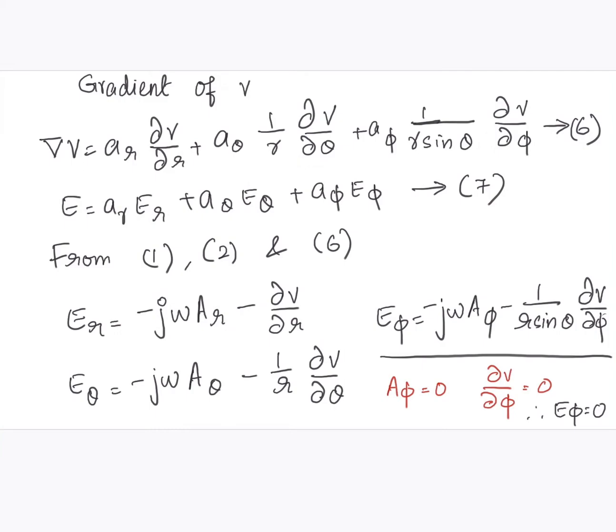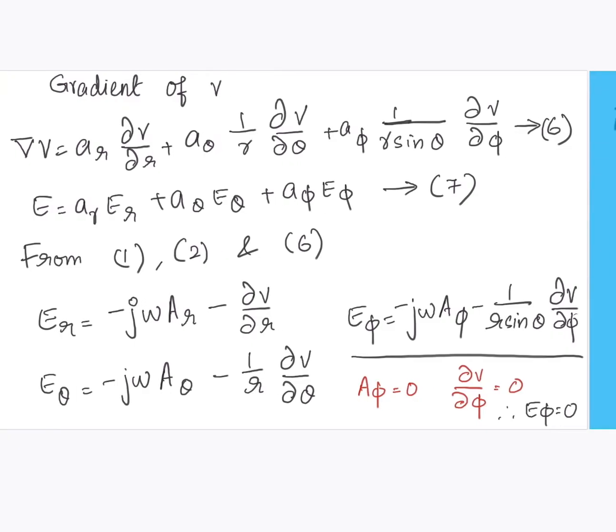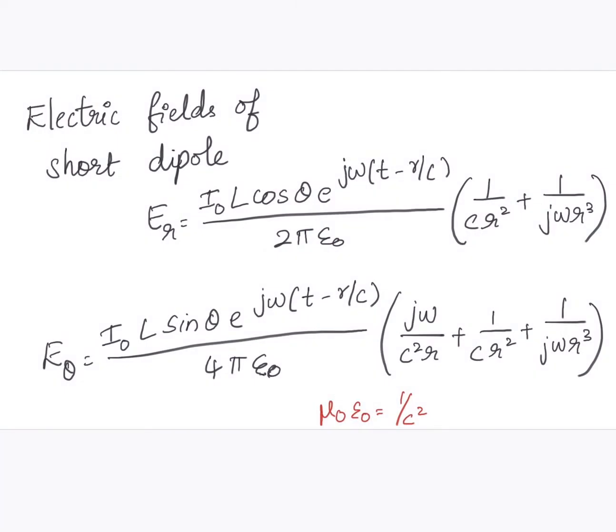Now here A_phi will be equal to 0 because there is no field in the phi direction, and similarly dou V by dou phi also will be equal to 0 because there is no change with respect to phi, so the electric field in the phi direction is equal to 0. In the final equations, the electric field will be only in the r and theta directions, and in the phi direction there is only magnetic field, no electric field.